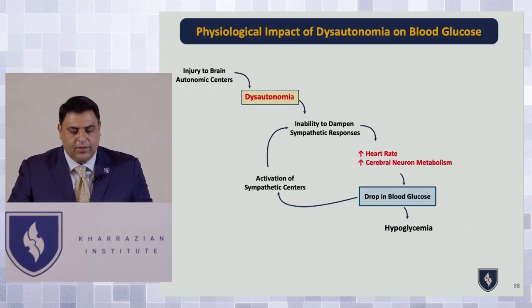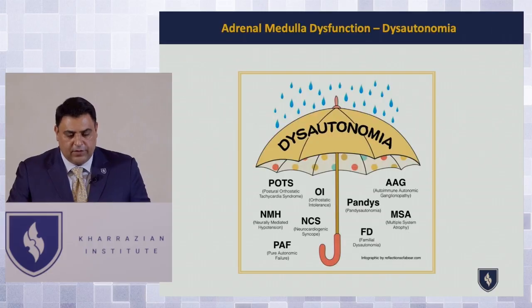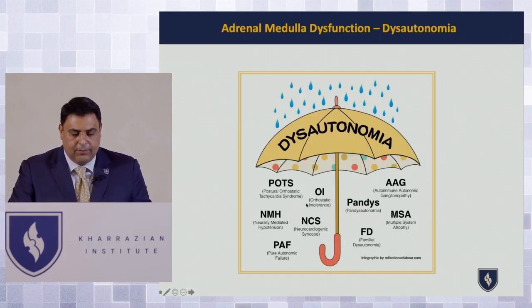So what happens with dysautonomia is there's injury to brain centers, there's an inability to dampen sympathetic responses, heart rate levels go up, there are drops in blood sugar, and you get a hypoglycemic response. So, clinical pearl: whenever a patient has significant inappropriate sympathetic reactions associated with hypoglycemia, suspect brain-based dysautonomia, especially if a patient comes in already telling you they have things like POTS or MSA or any of these other chief complaints. You suspect dysautonomia.